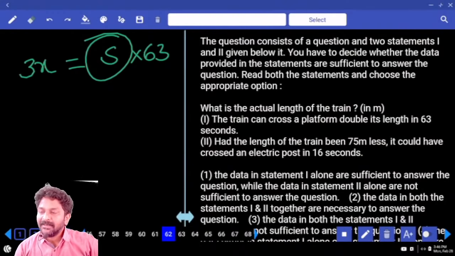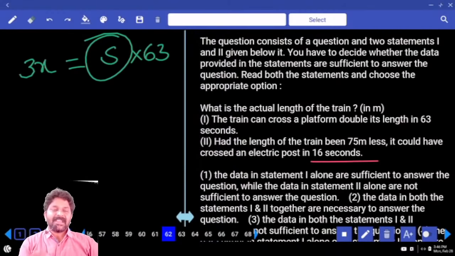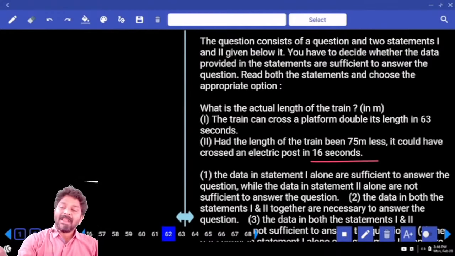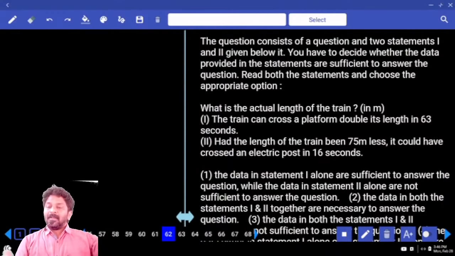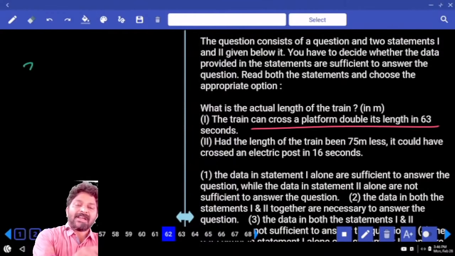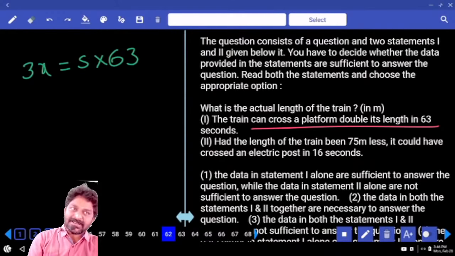Had the length of the train been 75 meters less, it would have crossed an electric post in 16 seconds. Even in the second case, what is missing? So using the second information, can we answer the question? Using 1 and 2, can we answer the question? See, here we know that 3x is equal to speed into 63. Speed is in meters per second.